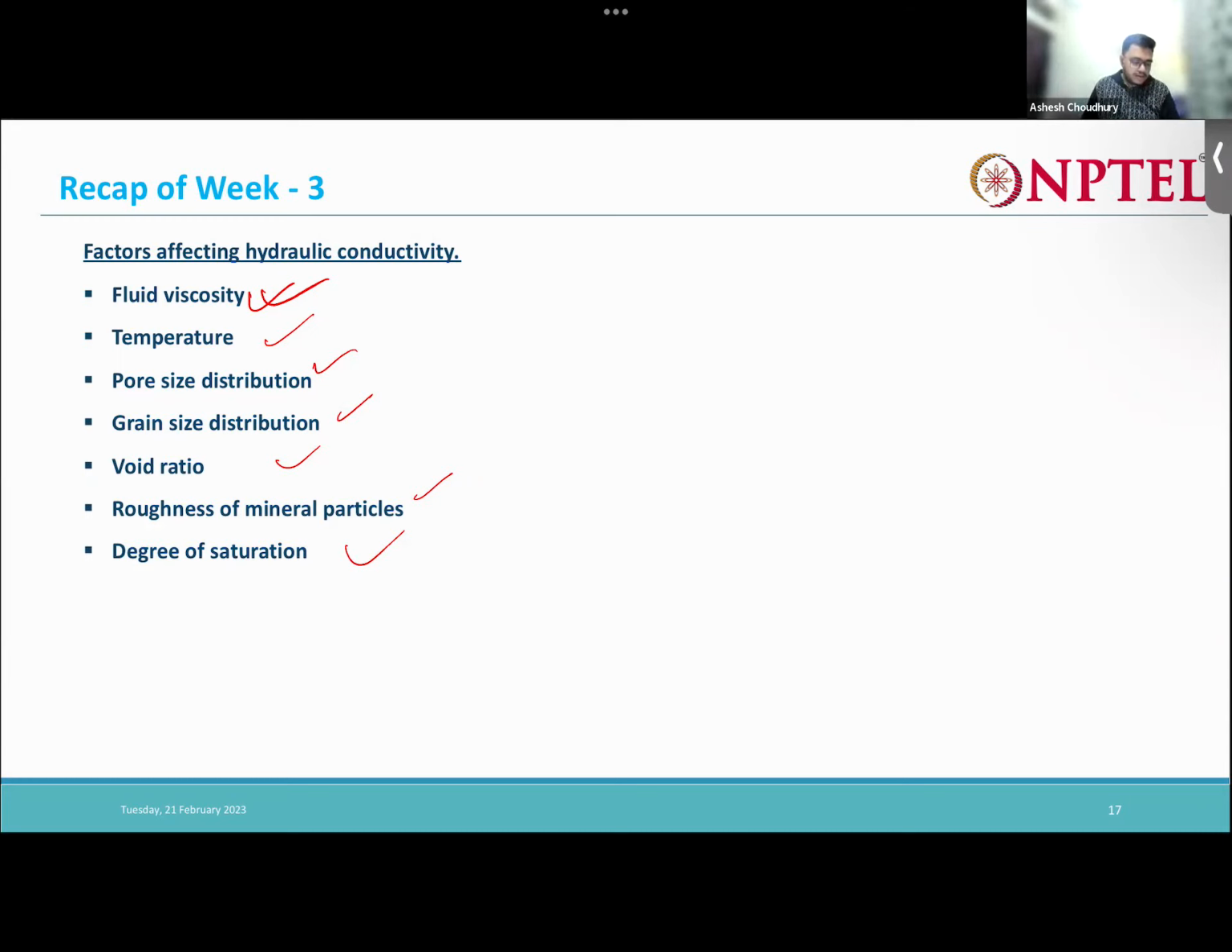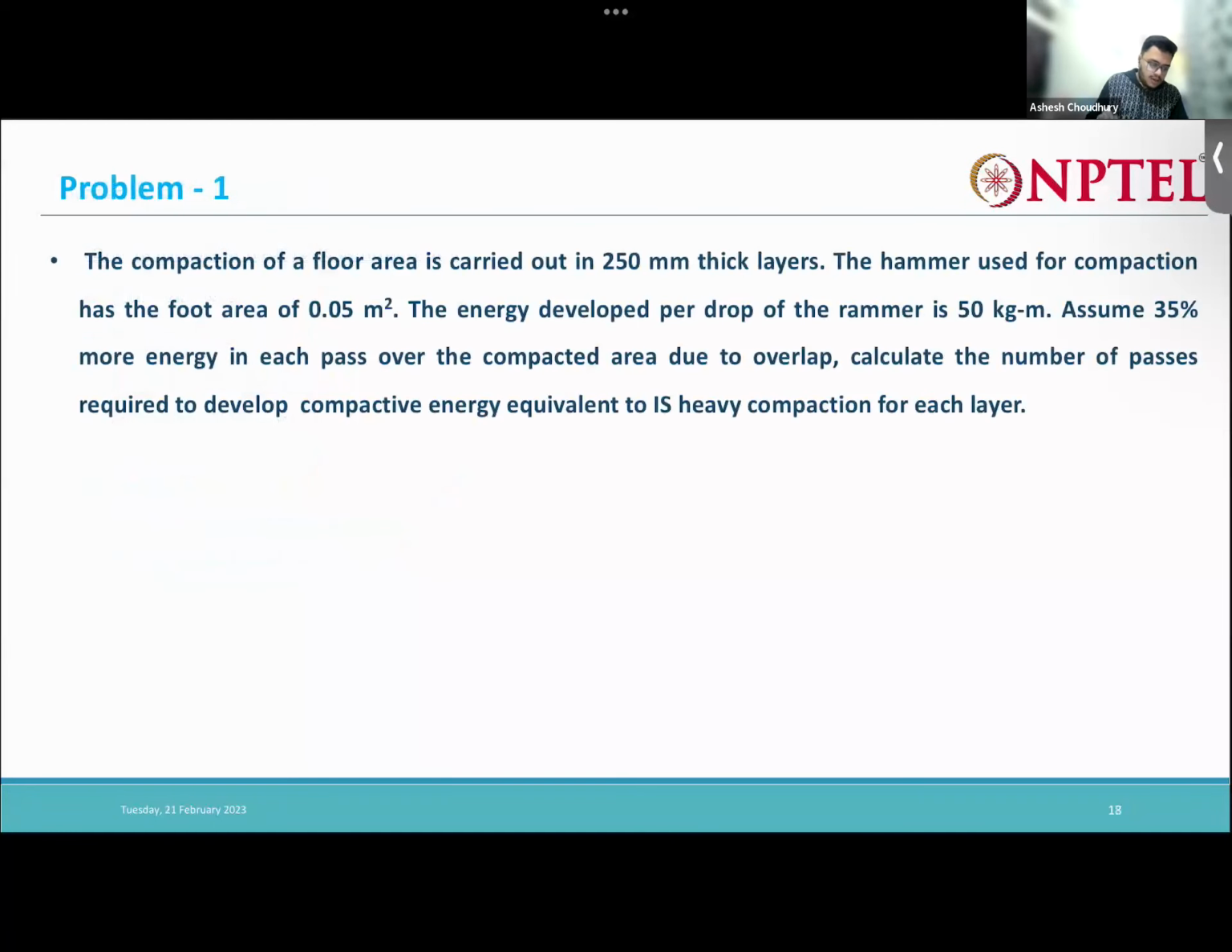So I suggest you go to any textbook like Gopal Ranjan and Rao. Everything is very nicely explained in all these books. So I suggest you give it just one reading. Everything will be clear to you. Okay, so now let us start the problems. Just before we start, give me just 1 minute.